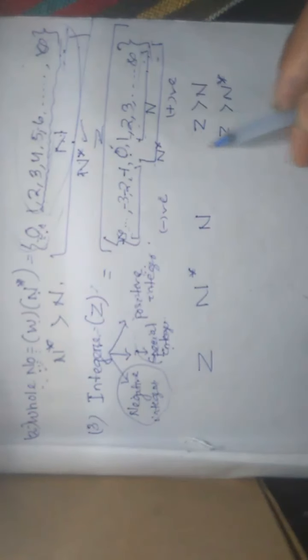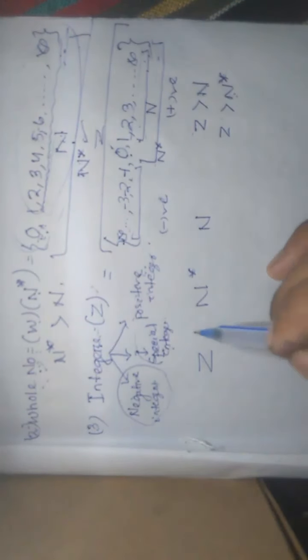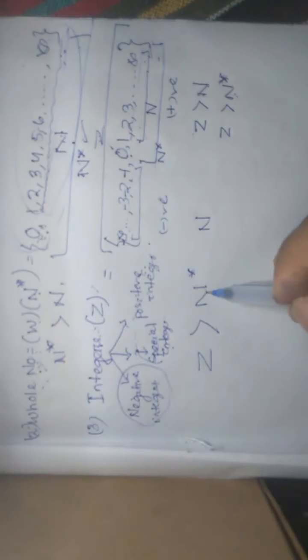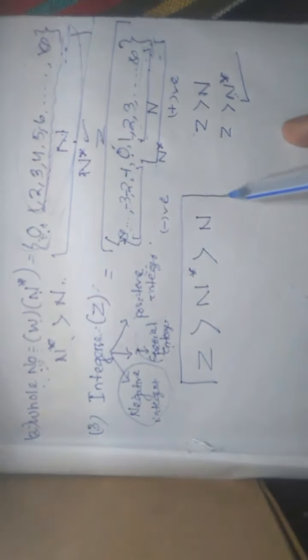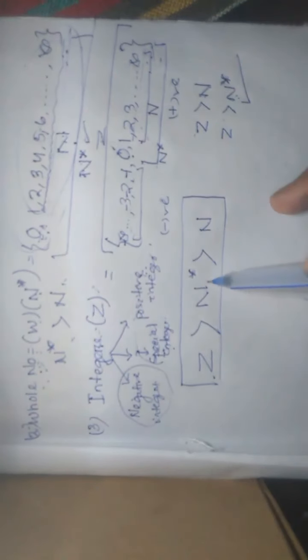So that means Z is the father of N and N star. Z is the larger among N and N star. So you can write Z is greater than N star. Yes or no? Yes. But as we know, N star is greater than N. Yes or no? Yes. So this is the relationship between the set of integers, the set of whole numbers and the set of natural numbers. Okay. So these are the three basic sets.